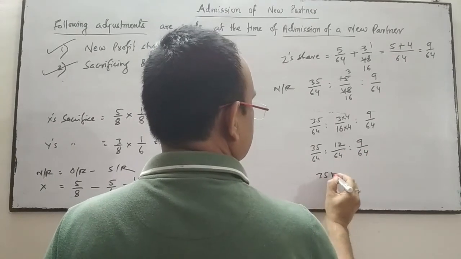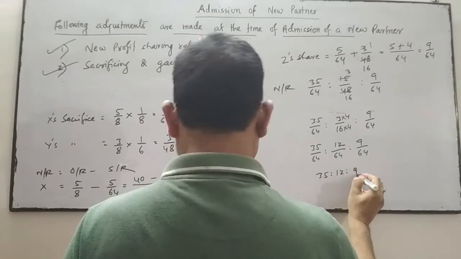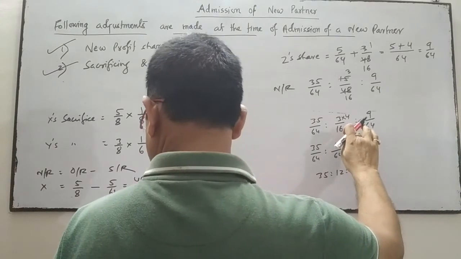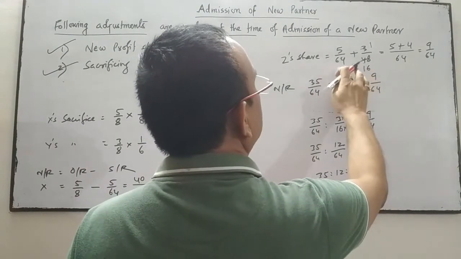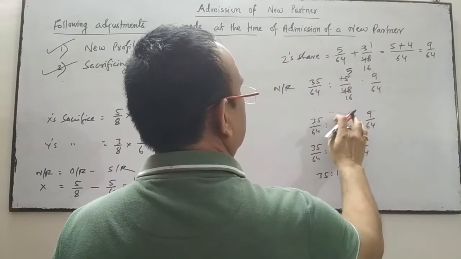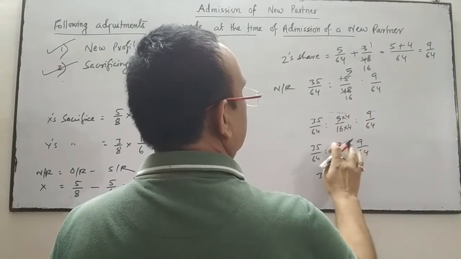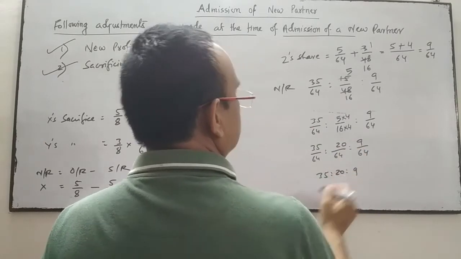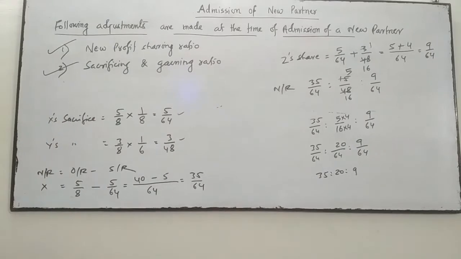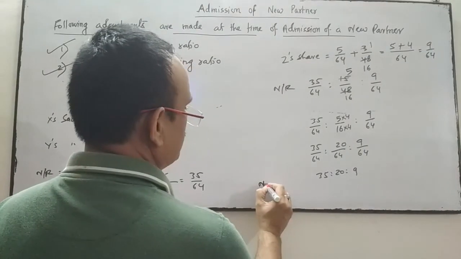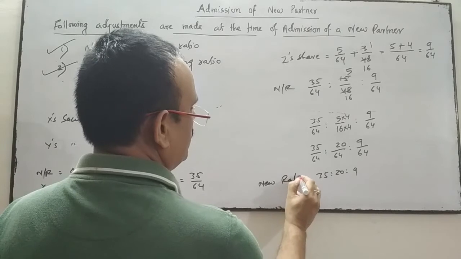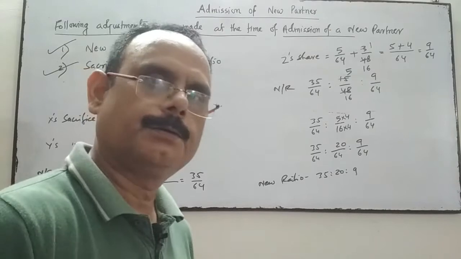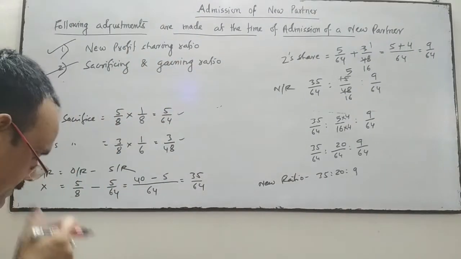So 35 is to 12 is to 9. Sorry, 5 is 20. So the new ratio is 35 is to 20 is to 9. Okay, now see the next question.